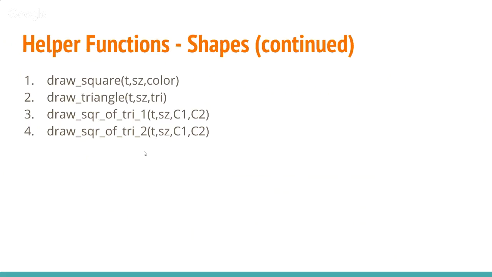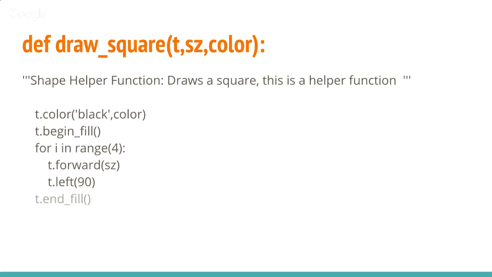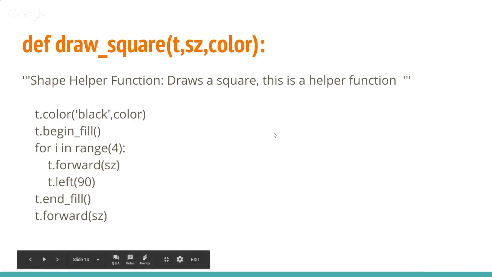Okay. And then I'm going to go into what the difference is between these 2 and the shapes here in a second. And now, draw a square, T size color. This basically draws a square. It's rather simple. Inside of this function, I call the T color black and then have the variable here color of what was fed in. At the begin fill, for I in range of 4, forward by size, left by 90, and fill, and forward by size. Now I did the forward by size here at the very end because it sets me up for the next one after the first column.